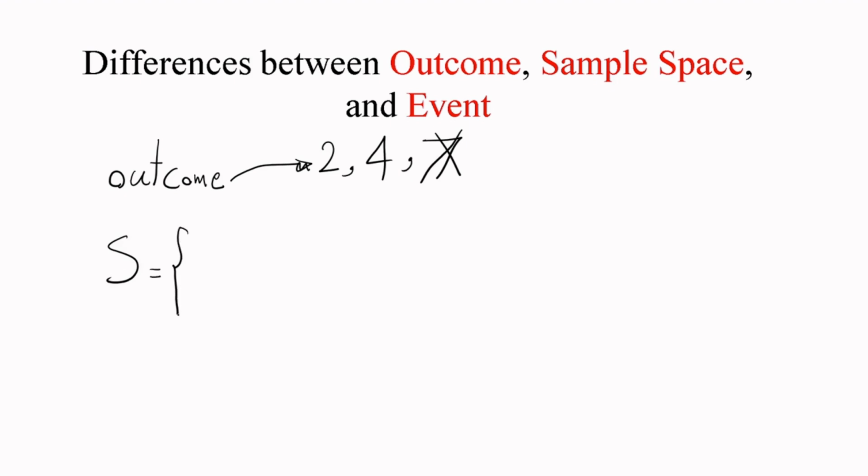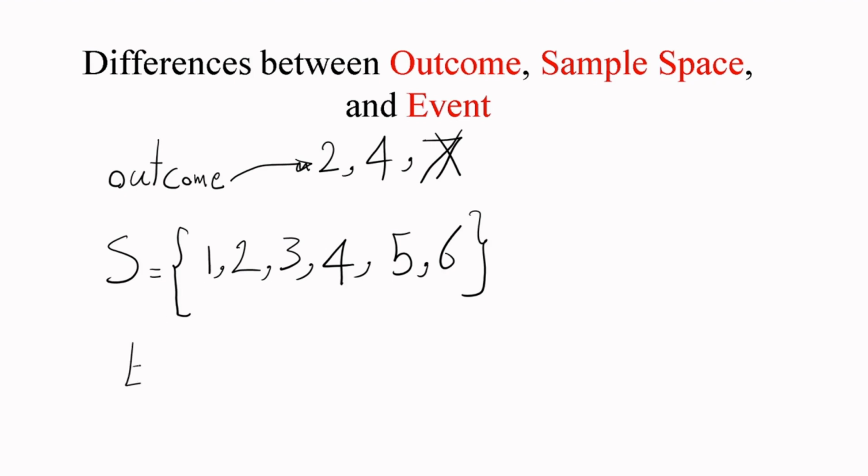What about sample space that I show with S? It means all the possible outcomes. When I roll a die, having 1, 2, 3, 4, 5, and finally 6 is possible. So it is a set of all the possible outcomes.